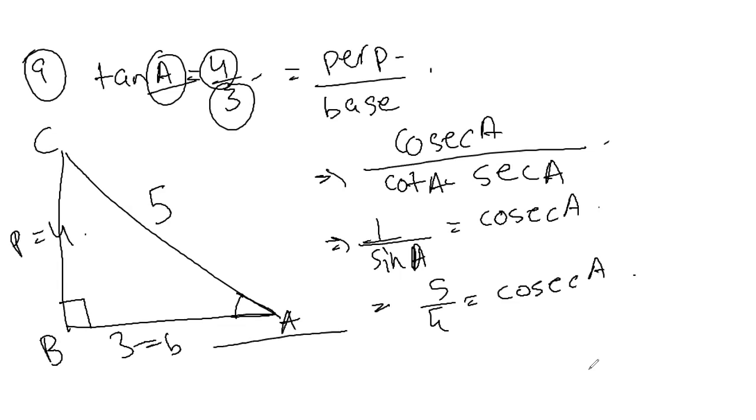Next, we'll find the value for cot A. Cot A is 1 upon tan A, so first we have to find the value for tan A. With respect to angle A, tan A is perpendicular upon base. Perpendicular is 4, base is 3, so tan A is 4 upon 3. The reciprocal will be cot A, so cot A is 3 upon 4.